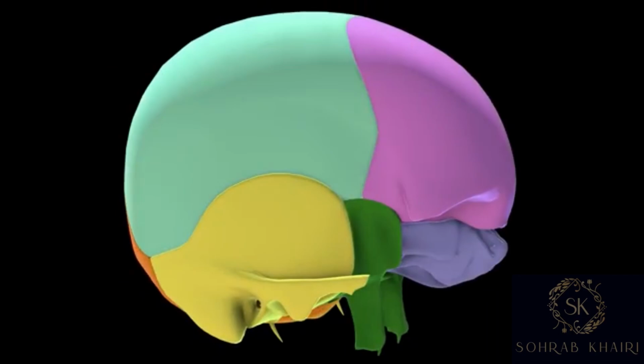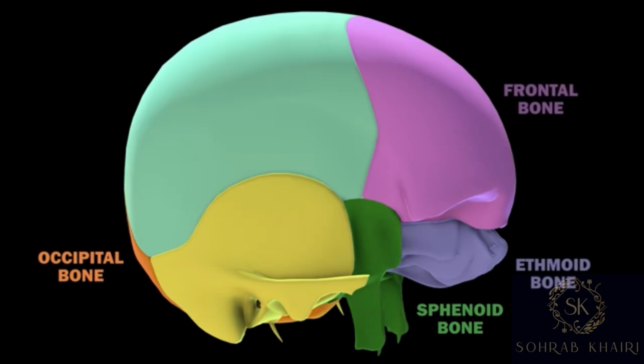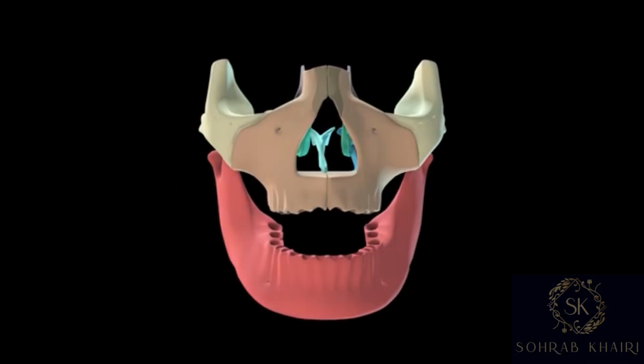So those were the 8 cranial bones. Again, these included the occipital bone, the sphenoid bone, the ethmoid bone, the frontal bone, a pair of parietal bones, and a pair of temporal bones. Now for the facial bones.